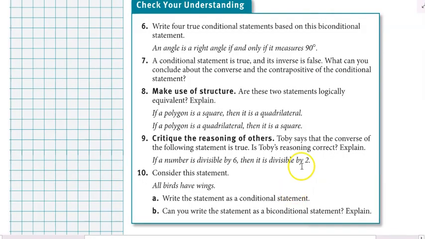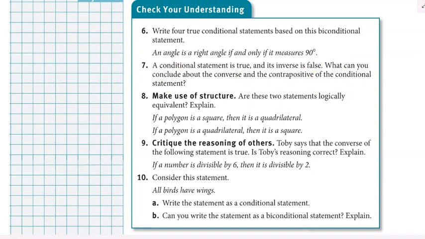All right. For number 7, the conditional statement is true and its inverse is false. What can you conclude about the converse and the contrapositive of the conditional statement? For number 7, I would definitely suggest going back a couple pages to read what it says about when different parts of conditional statements are true or false. So if you have a true conditional statement, what you do or don't know about the converse, inverse, and contrapositive. So let's go and do that.